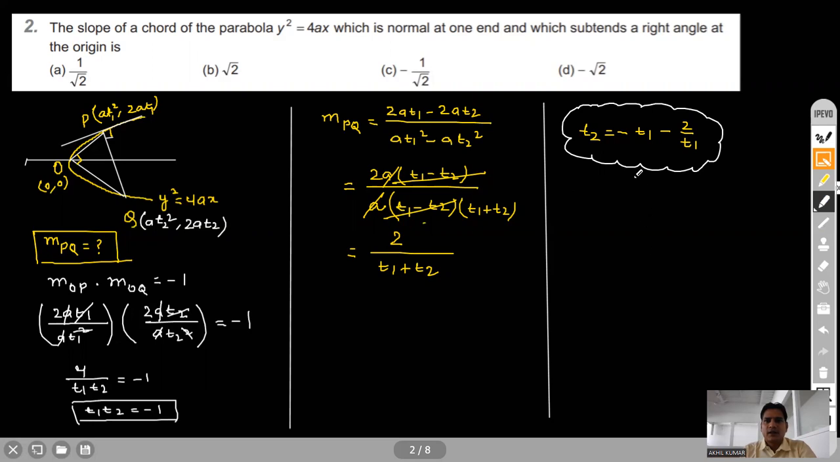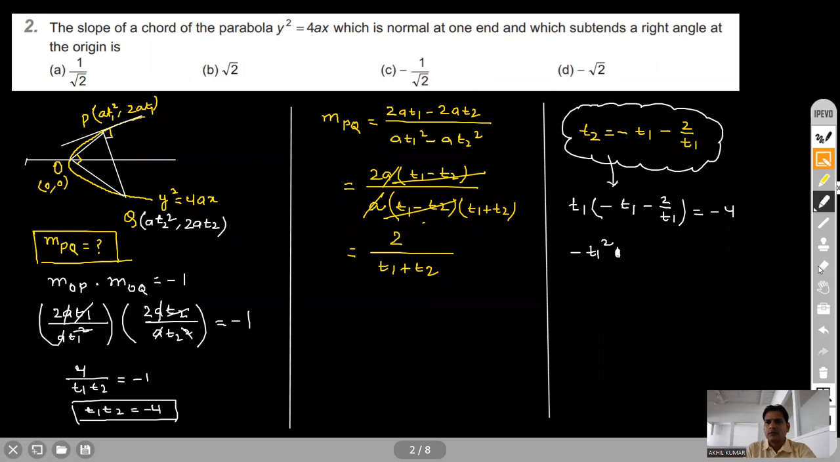Now, we know this value t1 into t2. What is that? t1 t2 is equal to, okay, this will be minus 4, not minus 1. Right? t1 t2 will be equal to minus 4. So basically, what I will do, I will try to find this value. This t1 into t2, instead of t2, I will write this: t1 times minus t1 minus 2 upon t1 is equal to minus 4. So this will be minus of t1 square minus of 2.